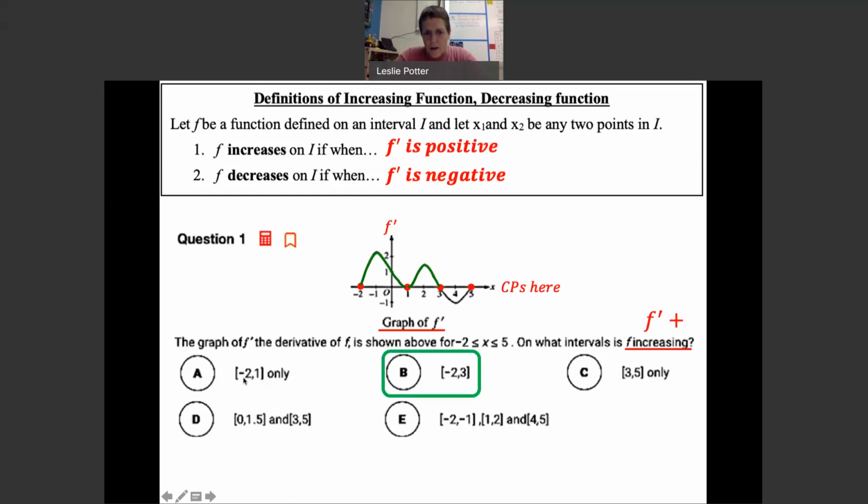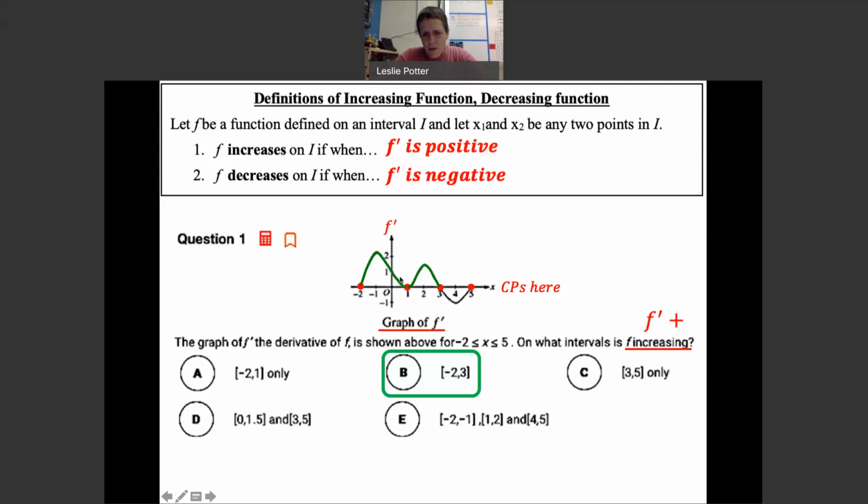This first answer option, -2 to 1, only covers this part, so that's not covering all locations. 3 to 5 are negative derivative values, so that's not correct either, obviously. 0 to 1.5 and 3 to 5.